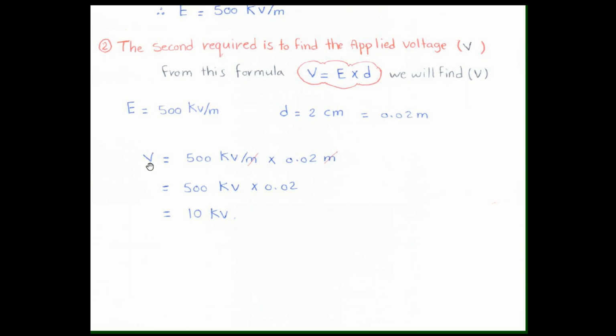So V will be equal to 500 kilovolt divided by meter into 0.02 meter. This meter will go with this meter, so we delete them, and the answer will be 500 kilovolt into 0.02. If you use your calculator, you will get the answer as 10 kilovolt. So this is question number 1.